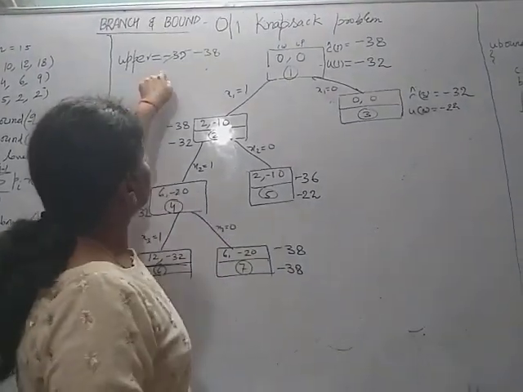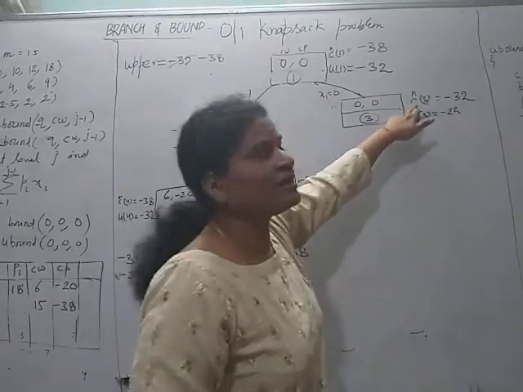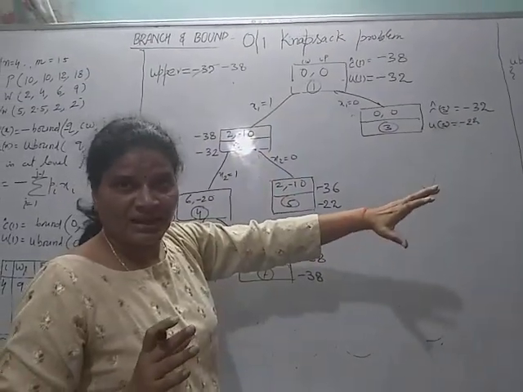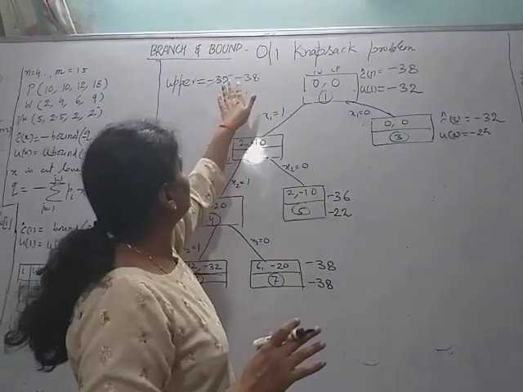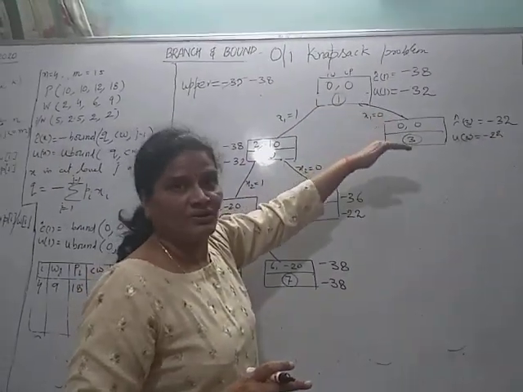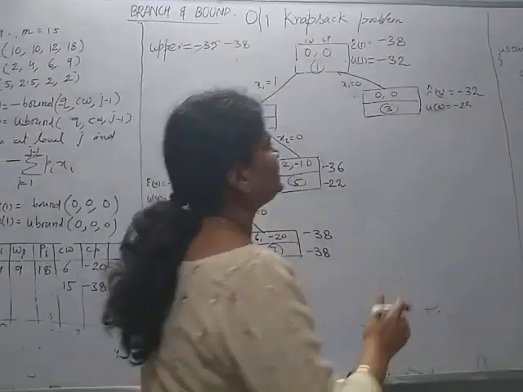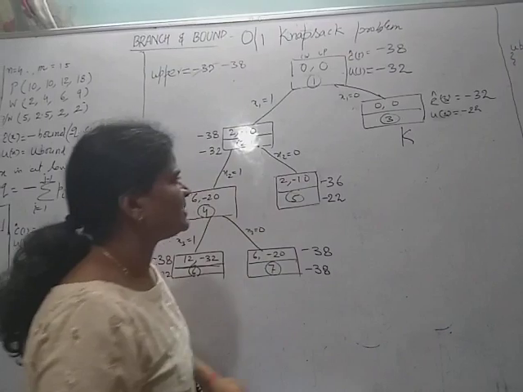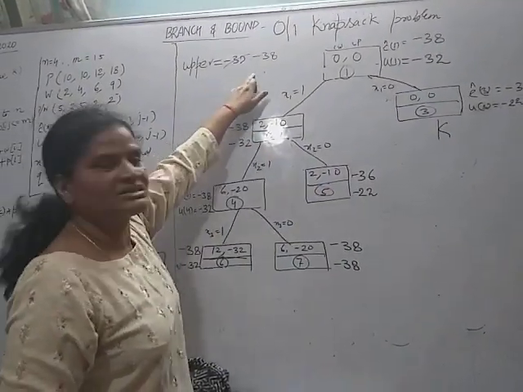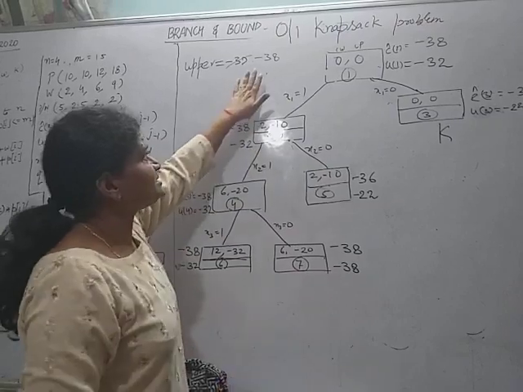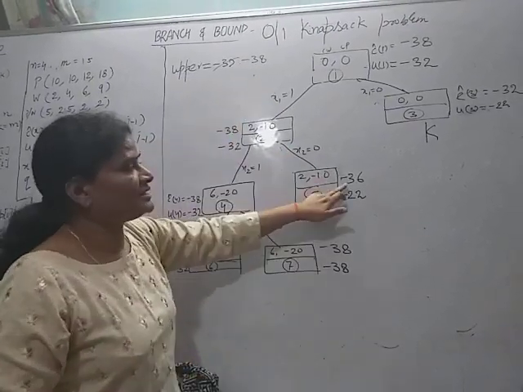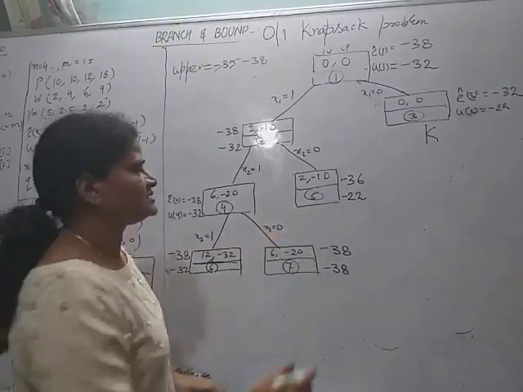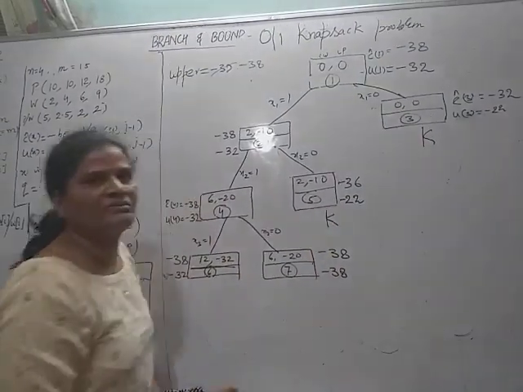At any particular time, we have a list of live nodes and you compare the lower bound with the upper. If the lower bound of a node is greater than the upper, then this node is killed. Same here, the minus 36. So now this is minus 38. This is the cost when fractions are not allowed, and this is the cost when fractions are allowed. So this node will not lead to the optimal solution, so this node will also be killed.